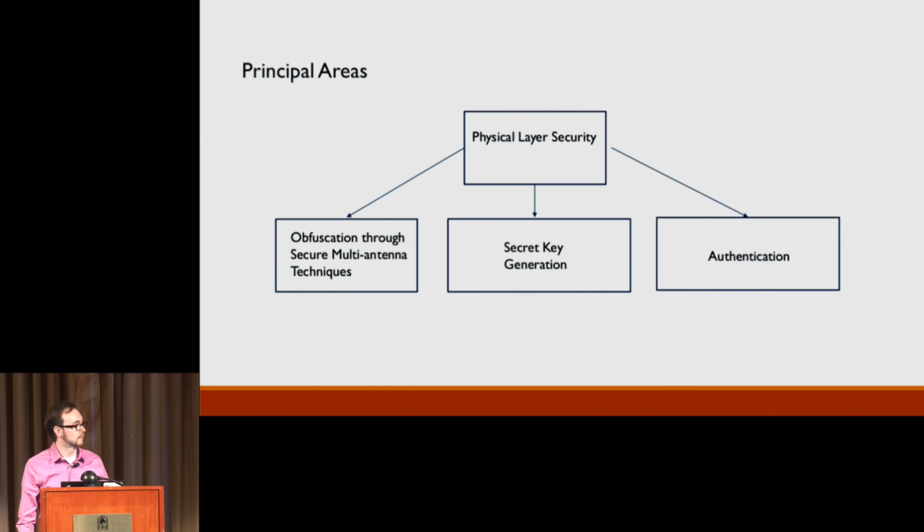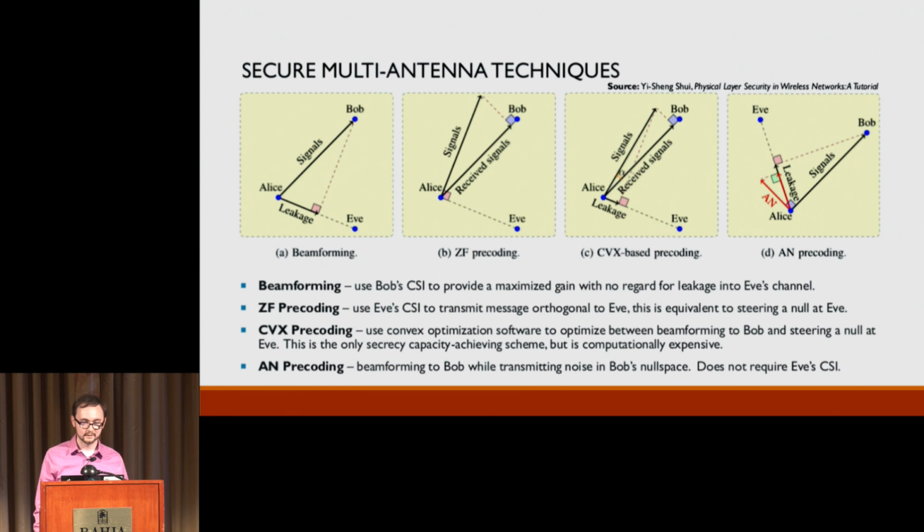So the research that's been done in the past decade, I like to separate into 3 little categories. Obfuscation through secure multi-antenna techniques, so things with arrays. Secret key generation, so using the shared channel between Alice and Bob to generate a secret key. And then using the same mechanics as the key generation, you can also do authentication. So I'll talk about those in a little bit more detail.